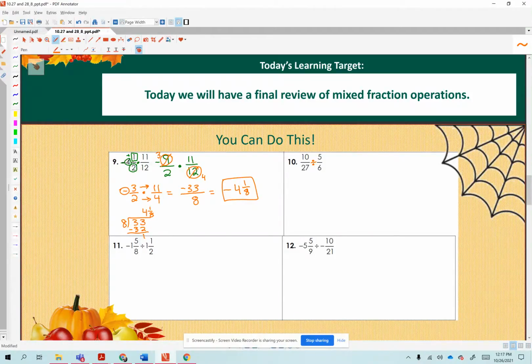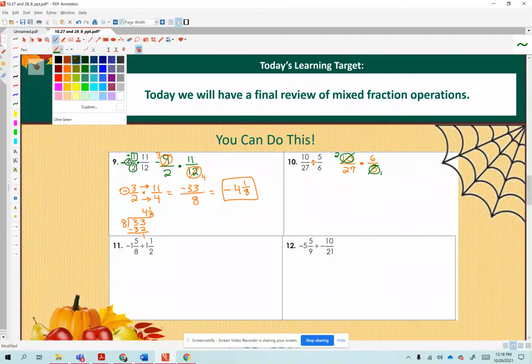So first we will rewrite this as 10 over 27 multiplied by 6 over 5. Now, I do have plenty of opportunities to simplify this before I go on, which makes my work easier at the end. I have this 10 and 5 are both divisible by 5. 5 divided by 5 is 1. 10 divided by 5 is 2.